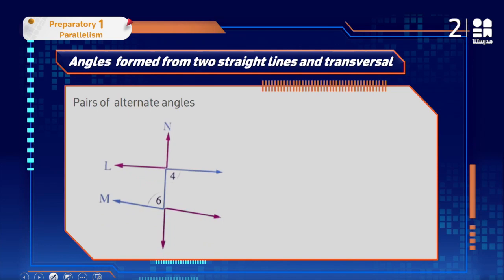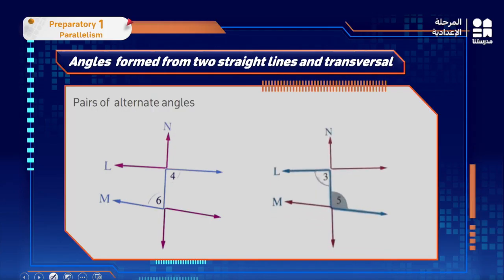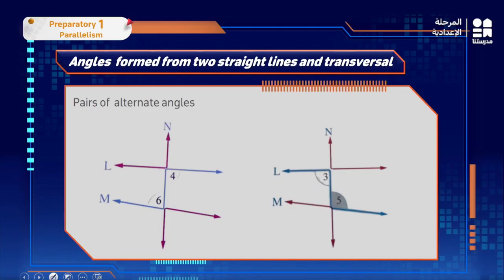Let's talk about pairs of alternate angles. Do you see 4 and 6, angle 4 and angle 6? They are on different sides of the transversal, which is N. 4 is to the right and 6 is to the left. The second pair, 3 and 5. So we have 2 pairs of alternate angles. They should be on different sides of the transversal, one to the top and the other to the bottom, or to the left and right. 4 and 6 are on different sides, and the same for 3 and 5. And they are called alternate angles.